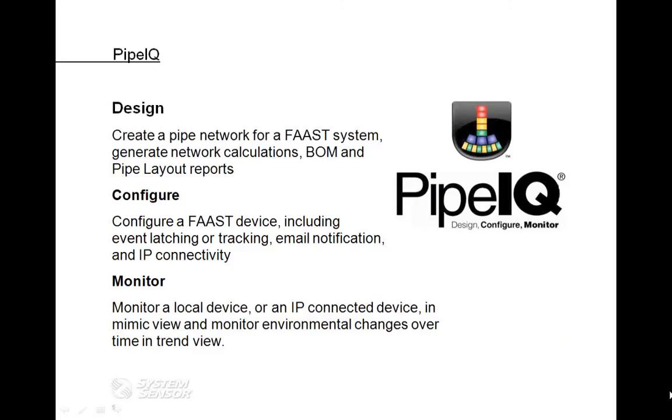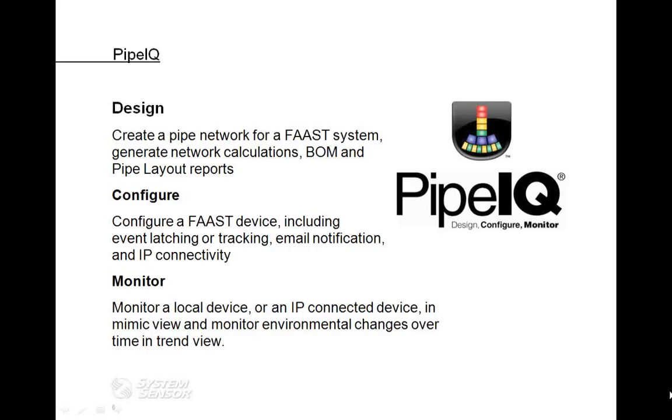So a quick overview of PipeIQ. PipeIQ is the software needed to design a pipe network for the FAAST system, which will be the main focus of this webinar, and we'll get to that in a little bit here. Using PipeIQ, you'll be able to ensure that your pipe network meets application-specific requirements, as well as adhere to the NFPA performance criteria that you're shooting for. After the pipe network is designed, PipeIQ will generate a BOM and a pipe layout report to help you facilitate ordering and the actual installation of the FAAST system and the pipe network.